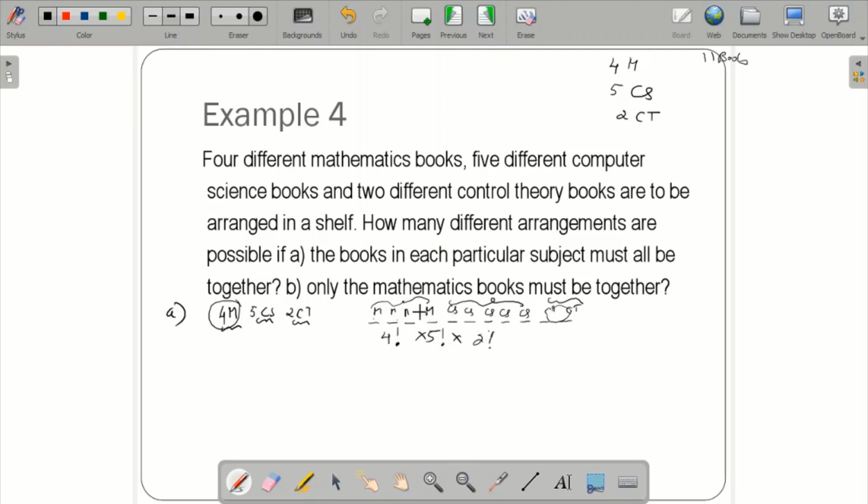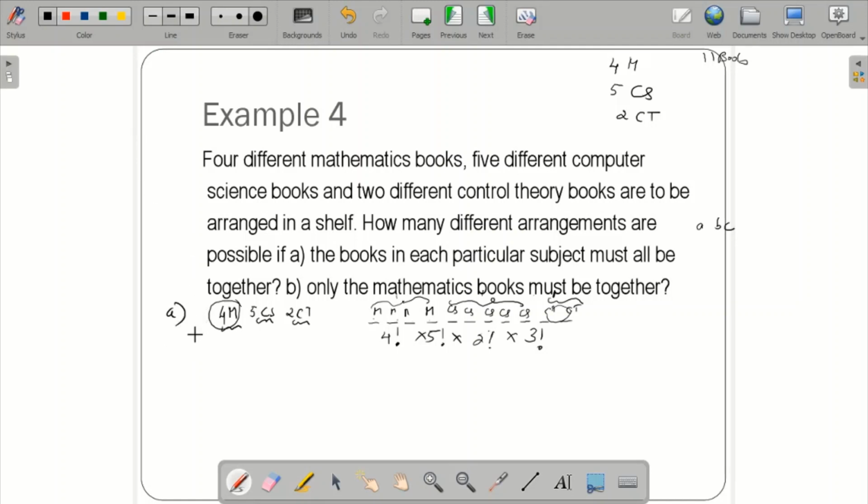Now, these are 3 groups. CS might appear first, maths can appear next, and then CT. So there are 3 different arrangements, so it is 3 factorial. Imagine these as A, B, C: you have seen that ABC could be arranged in 6 ways. Same way, remember this as one set, this as one set, and this as one set, so they can be arranged in 3 factorial ways. So this is regarding the books in each particular subject being together. For that you just write the statement over here.